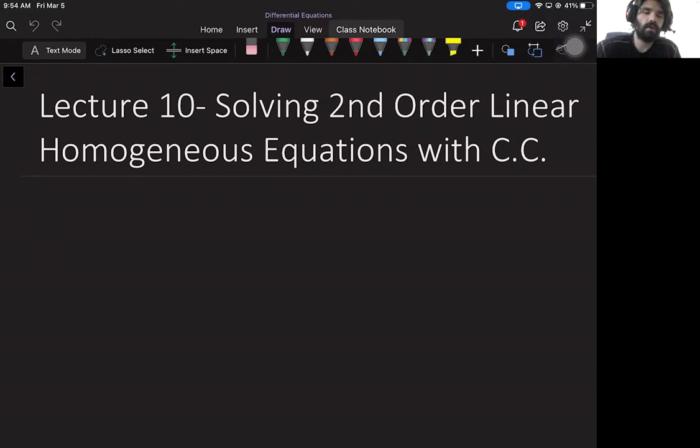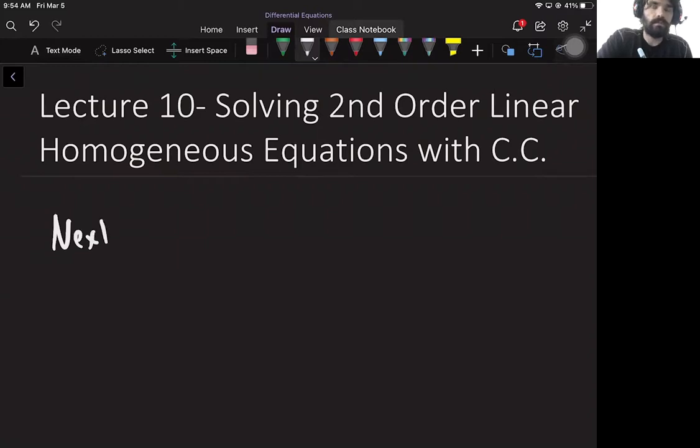We are talking about solving second order linear homogeneous equations with constant coefficients. So I know we're going to do nth order, is what I said originally, but today we'll also see why we pretty much just stop at second order, but we could do more. It has more to do with algebra than it has to do with differential equations. Okay, so let's get to it.